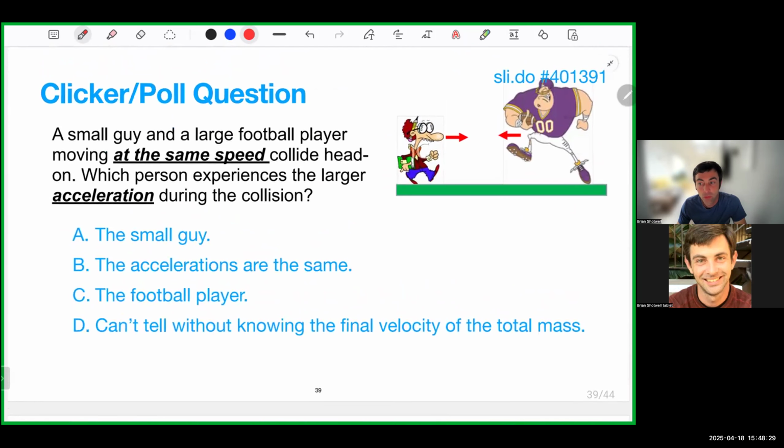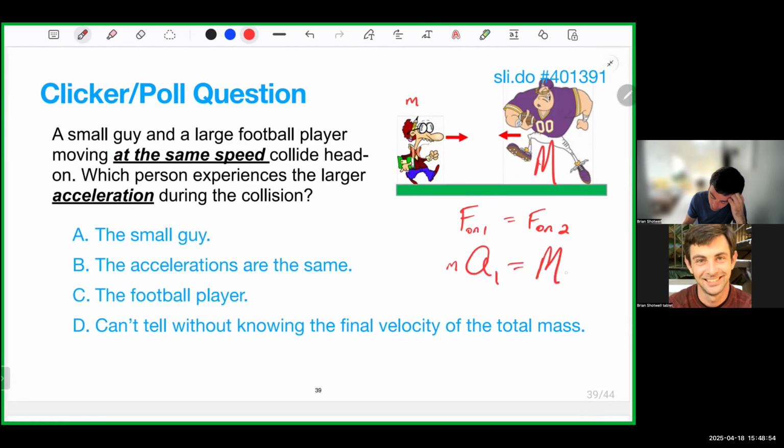So these two people experience the same force, but that doesn't mean they experience the same acceleration, right? If this force on one is equal to the force on person two, let's call this lowercase m and this is capital M for the lower mass person and the bigger mass person. This means m times his acceleration is equal to this person's mass times their acceleration. Call it m1a1 equals m2a2. And the one with the bigger mass has the smaller acceleration. Right? So this is why this person gets hurt and this person not so much.